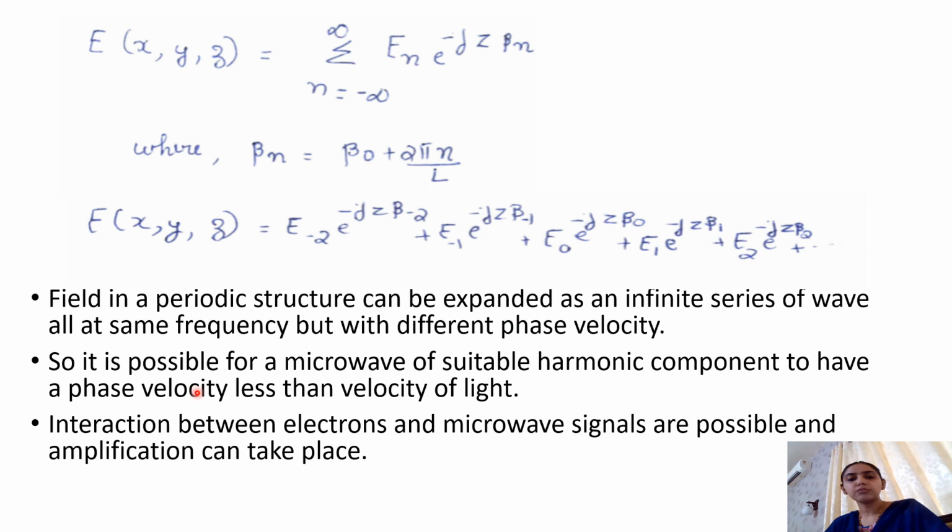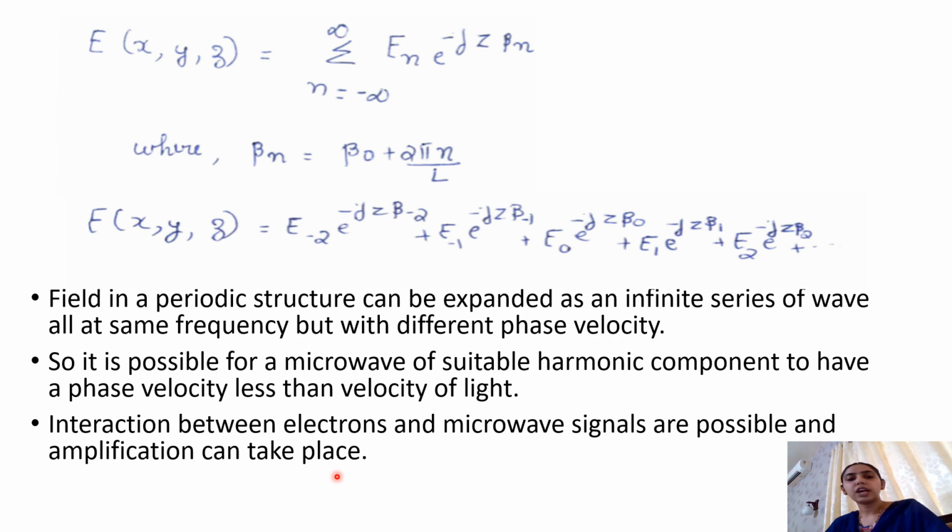So from this we come to the conclusion that for a microwave of suitable harmonic component, it is possible to have a phase velocity lesser than the velocity of light. The conclusion here is that we are slowing down the RF field so that the electron beam and the RF field will interact maximum. There is maximum chance for the interaction for the amplification of the signal to take place. That is the conclusion. So interaction between the electrons and microwave signals is possible and thus amplification takes place.